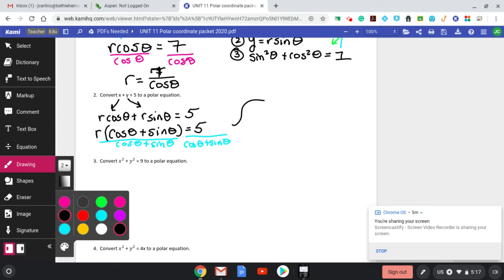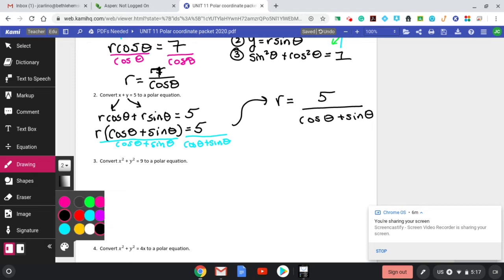Okay, so going up here now, I'll have r by itself, and then what do I have on the right side? 5 over cosine theta plus sine theta. That's in polar form now. Okay, only r's and thetas are left, no x's and y's. Whew. All right, hopefully we're doing all right. Again, substitute in, figure out how to get r by itself.